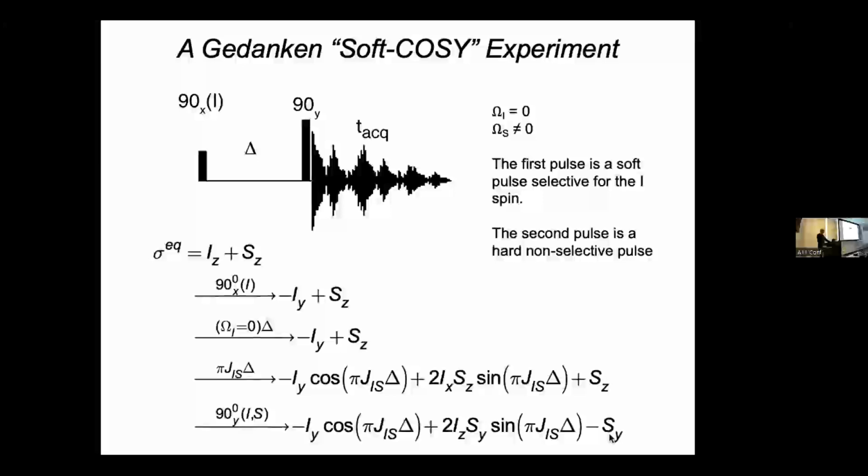SZ turns to minus. SZ should turn to plus SX. There's a typo. And the important thing is what happens here. So the Y pulse takes X back up to Z, takes X to minus Z.